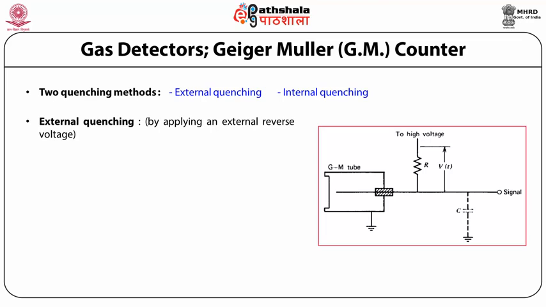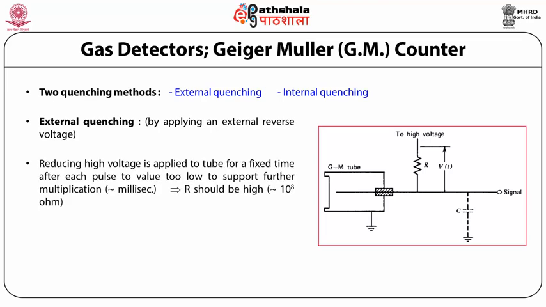In external quenching, a reducing high voltage is applied to the tube for a fixed time after each pulse, to a value too low to support further multiplication, and the duration for which this reverse voltage is applied is around a millisecond. It implies that the value of the external load resistance applied should be very high, of the order of 10^8 ohms or so. Now, what is the flaw?